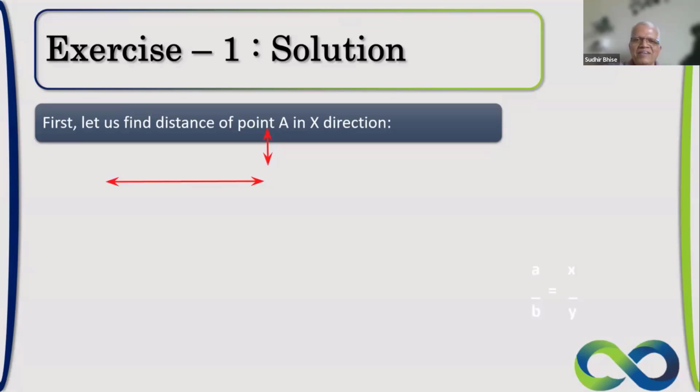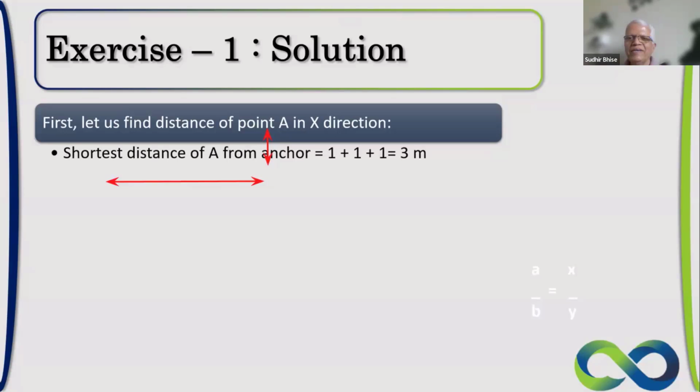Well, the shortest distance of A to the first elbow is 1 meter. Then if you neglect the loop, which we have seen is a compensating leg, we do not consider the lateral distances, and if you see only the axial distances, that is only 1 meter. And then from the second elbow to the point of interest A is another 1 meter. So the total shortest distance of point A from the anchor is going to be 3 meters.